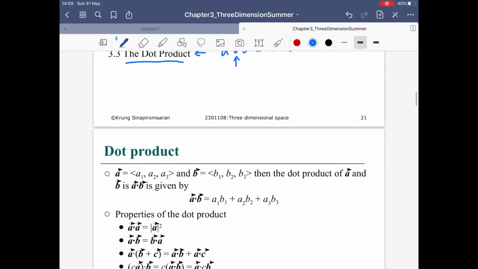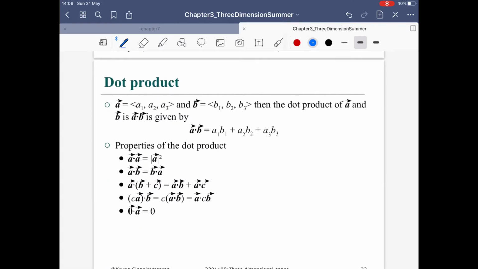So let's see what the definition of the dot product is. If you have your vector A as a1, a2, a3, and the vector B as b1, b2, b3, then A dot B is simply a1 b1, a2 b2, a3 b3, and then you add them up. So it's simply the first component product, the second component product, and the third component product, and you just add them up. Okay, that's it.